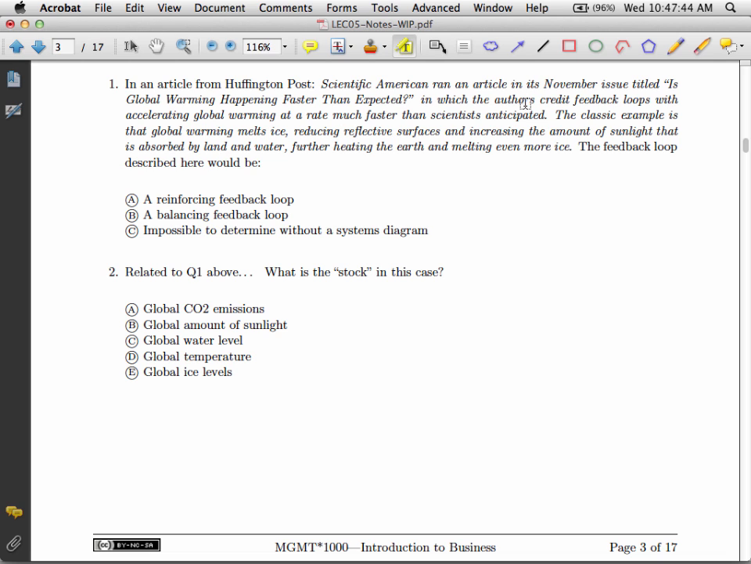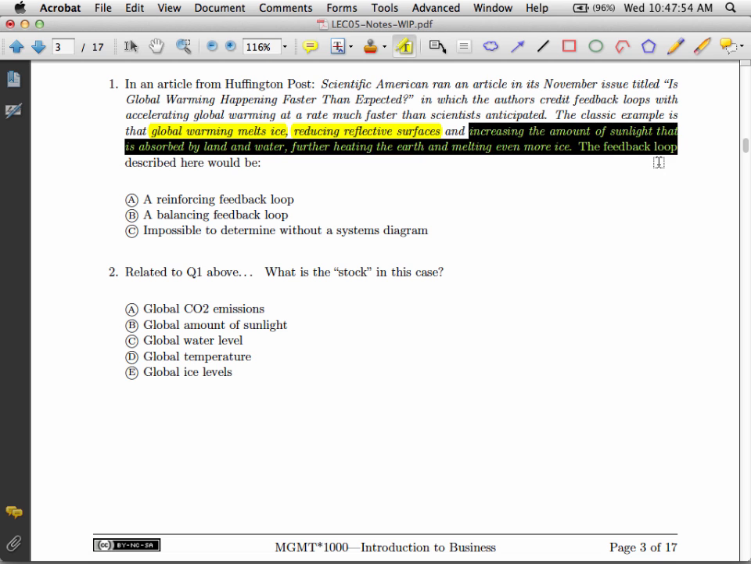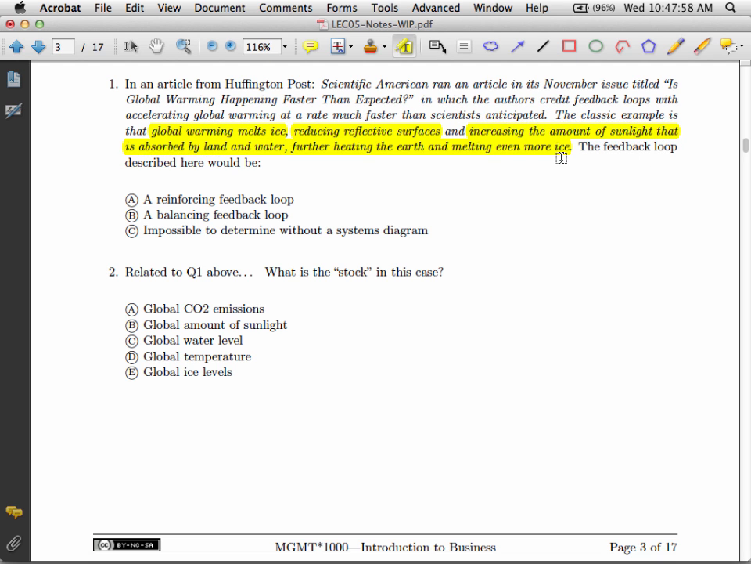This is an example, right? We have this situation where global warming melts the ice, and that reduces the reflective surfaces and increases the amount of sunlight that is absorbed by land and water, heating the earth, melting the ice even more, and so on and so forth. So this feedback loop would be a reinforcing feedback loop. We're spiraling out of control versus working toward a goal.